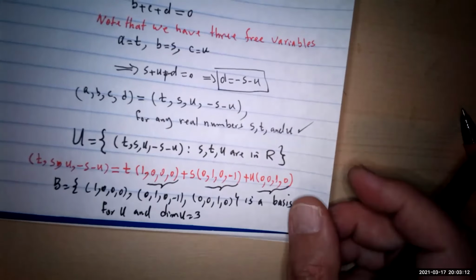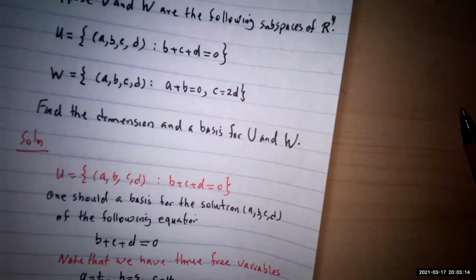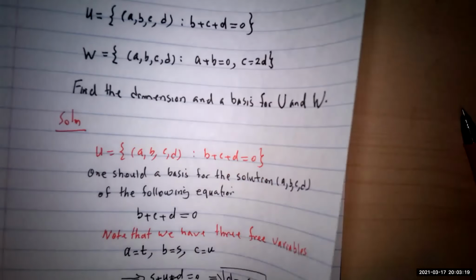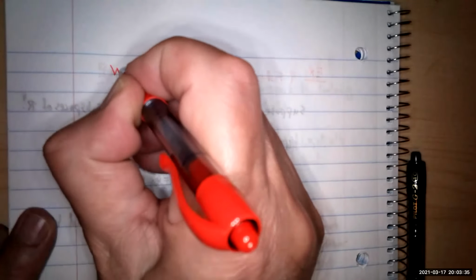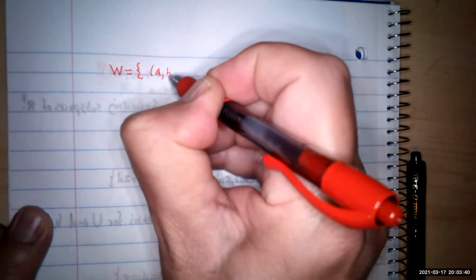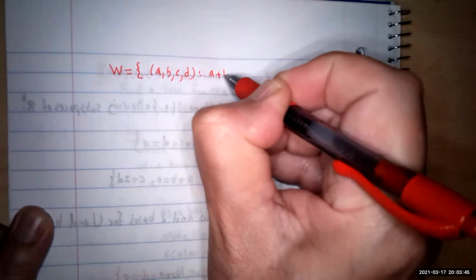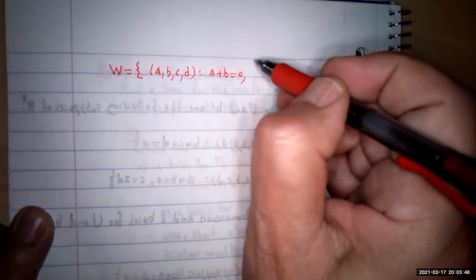So I'm going to do the W for you to see the difference. Look at the W. You have 2 equations this time, so you're going to have 2 free variables. So the dimension would be 2. But you have to give us the basis. So let's check the second part. It's a very nice and very useful method. You'll see in a minute in more complicated cases. So what's going to be the W? This is W: A, B, C, D, with the condition that A plus B is equal to 0, and C equal to 2D.